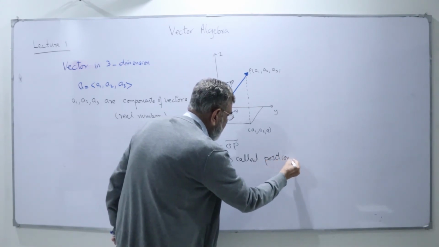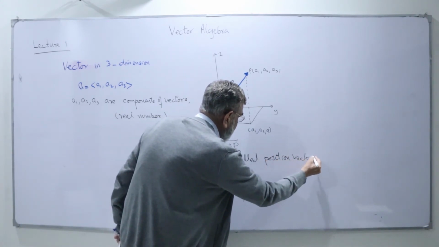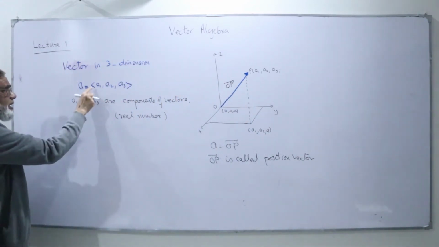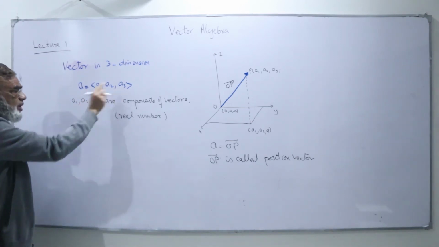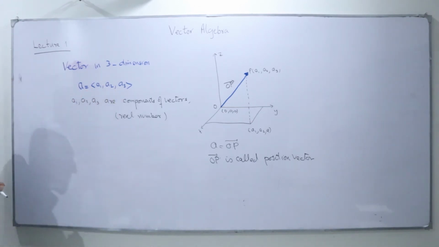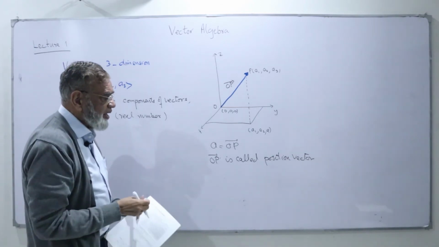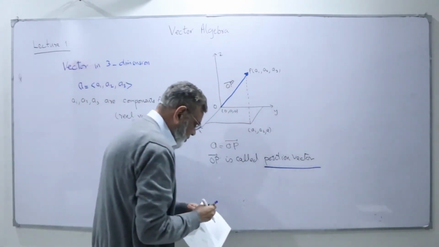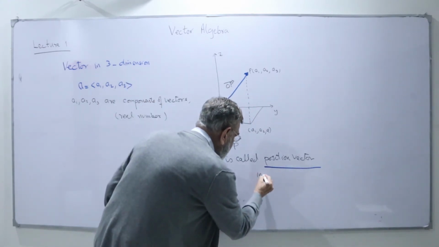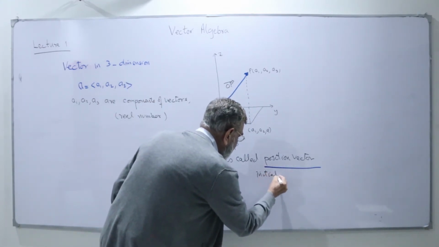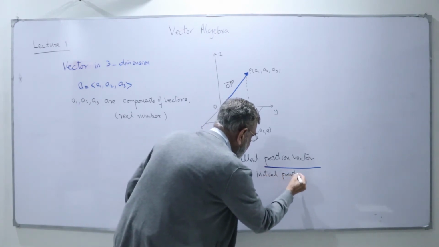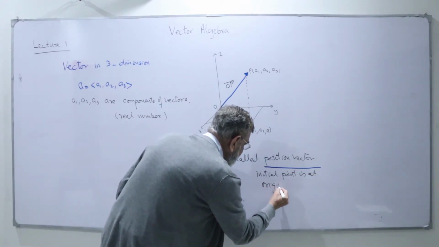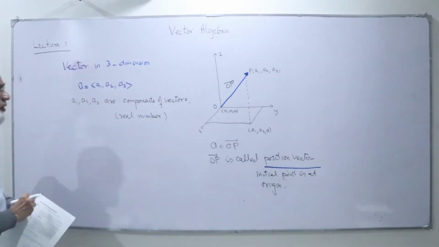So for any position vector, if this point is (A1, A2, A3), the position vector will be the components in vector notation A1, A2 and A3. So a new idea we have introduced is the idea of the position vector. A position vector is one whose initial point is at the origin. So we call this one a position vector, number 1.